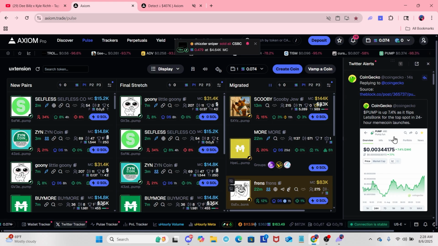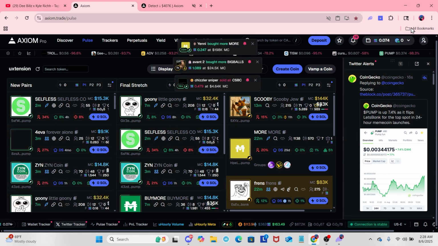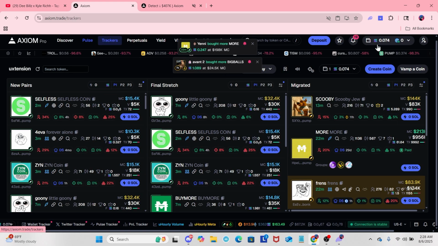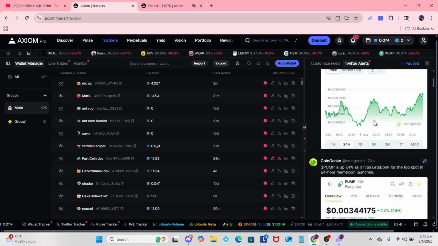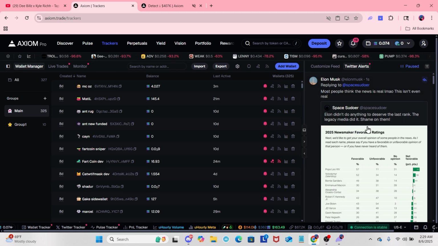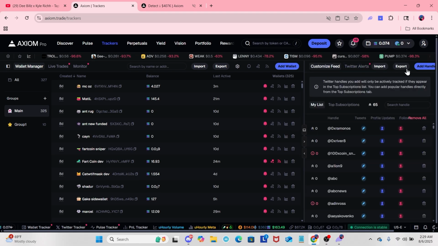Now, the thing is, the Twitter tracker doesn't automatically come with accounts followed, you know what I mean? What you have to do is the same as with the wallet tracker. If you want, you can import them one by one. Personally, I would not do it.